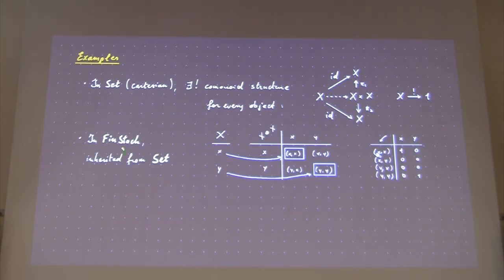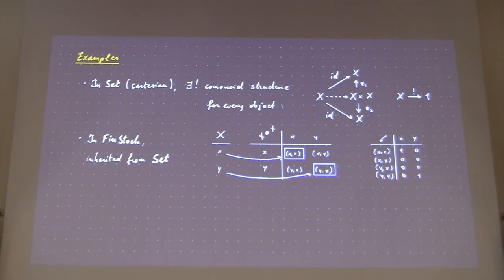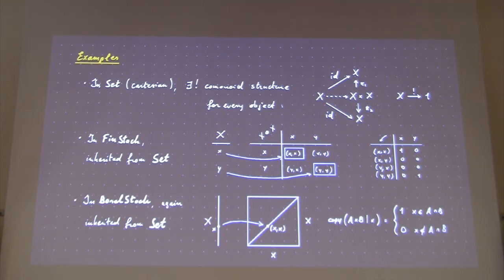In FinStoch, well, FinStoch kind of admits finite sets as a subcategory, in some sense. So we inherit the copy maps from there, which are the comonoid given by diagonal maps, like in Set. So that's this stochastic matrix. It loses a universal property, but the map is still there. So you just copy this value. And in Stoch, it's the same, except that now it's in the continuous case, so it's again the diagonal map.